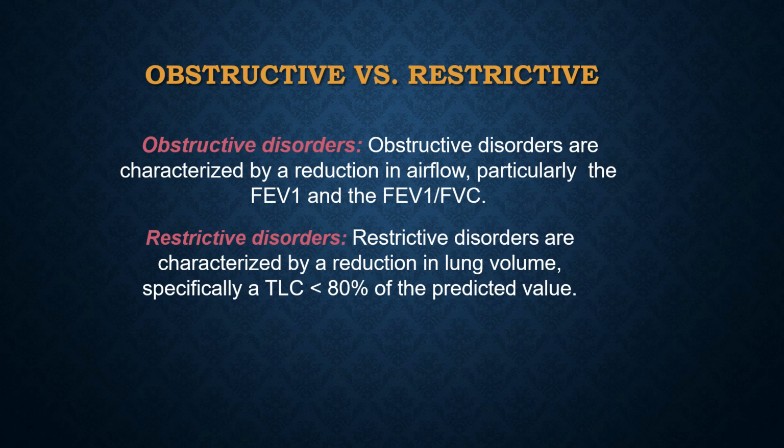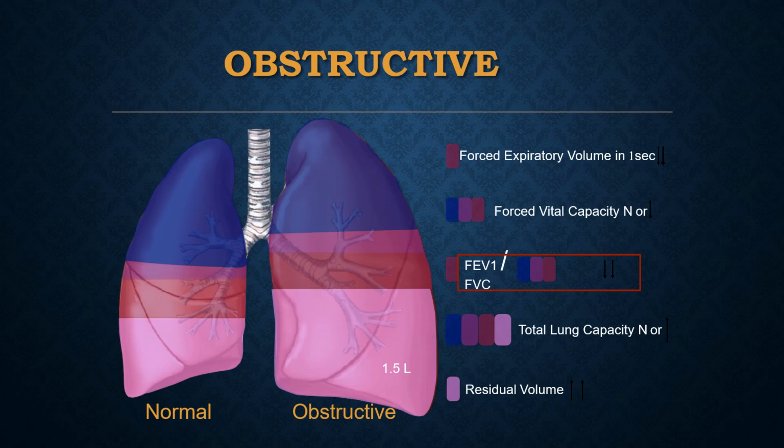Okay. So in the obstructive type of disorder, as you can see in the picture, this is the normal lung and this is the obstructive disorder lung. Here the total lung capacity is increased. The forced expiratory volume in 1 second, that is FEV1, is decreased. The forced vital capacity is normal or decreased, and the FEV1 by FVC ratio is decreased. Total lung capacity is normal or increased. Residual volume is increased. So this is the residual volume.